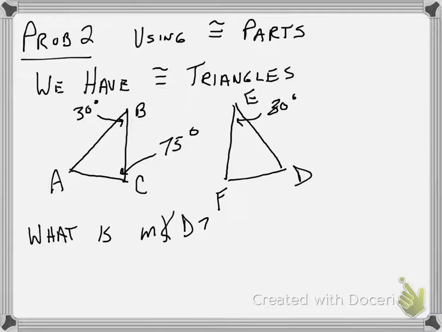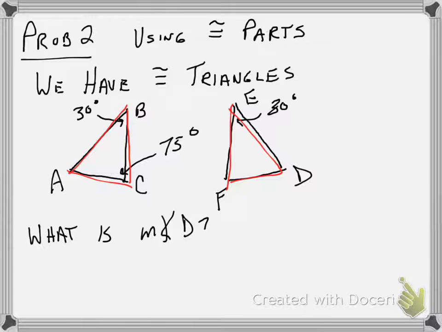Problem 2 says using congruent parts. We have congruent triangles here. Now, they don't give me the names, but if I look, and my drawing is terrible, BC is going to match up with EF, BA matches up with ED, and AC matches up with FD. So angle C is going to match with angle F, angle B with angle E, that's a 30-30. So you kind of flip it on top.